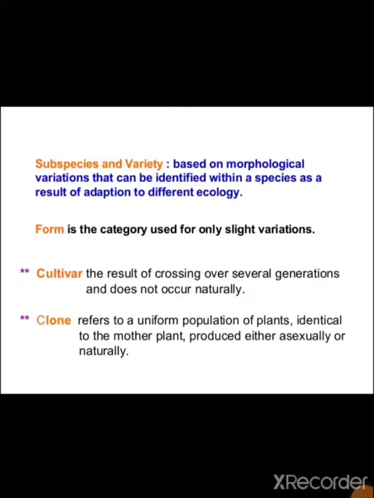Subspecies and variety are based on morphological variation. They can be identified within a species as a result of adaptation to a different ecology. Some other forms are cultivar and clone.